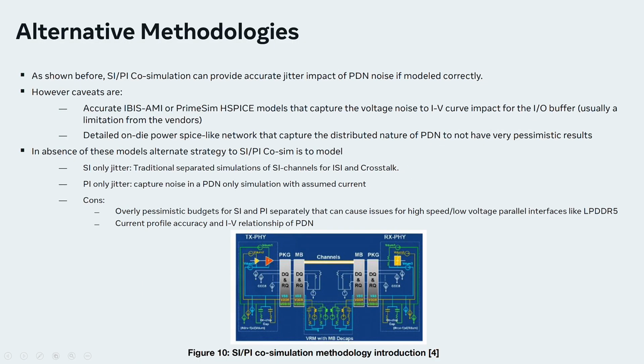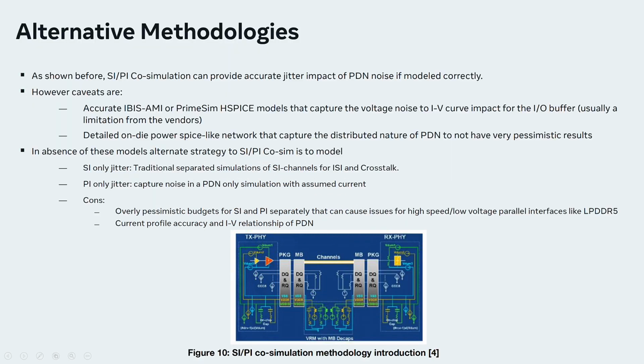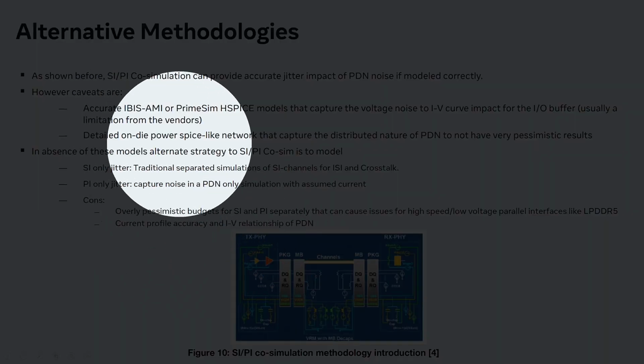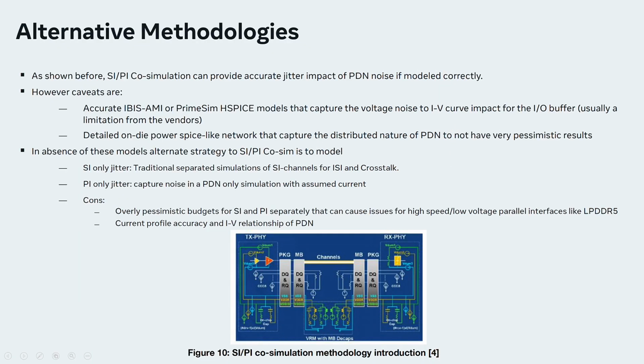The other caveat is that because you're applying current mirrors on the power delivery network, if you do not have a reasonably distributed power delivery network on die, you're artificially applying all the current on a single node, and that could also provide simulation results that are artificially large. So you do need a detailed on-die SPICE-like network to capture the distributed nature of the PDN, and also in some cases help filter out the impact of the noise to the victim driver.